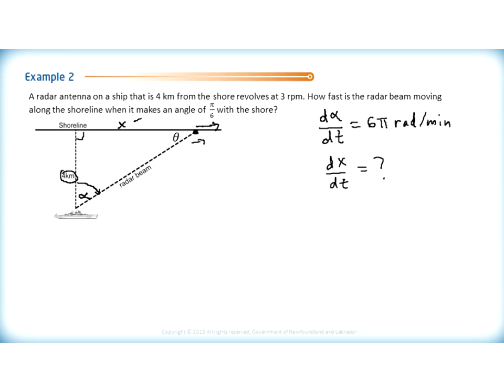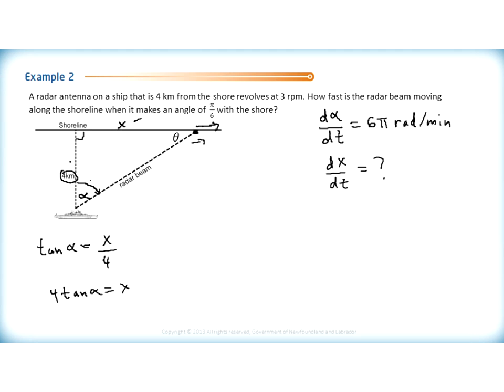So it looks like x is opposite angle alpha, and it looks to me like the 4 kilometer side that won't change is the adjacent. So I'm going to use a tan ratio here. So I'm going to say that tan of angle alpha is equal to x over 4 kilometers. All right, or if you don't like fractions, 4 tan alpha is equal to x.